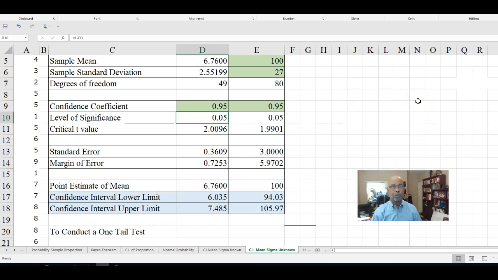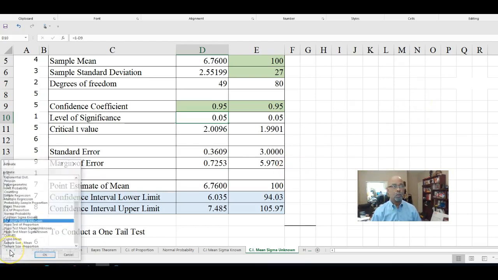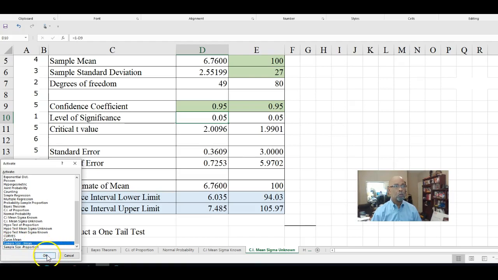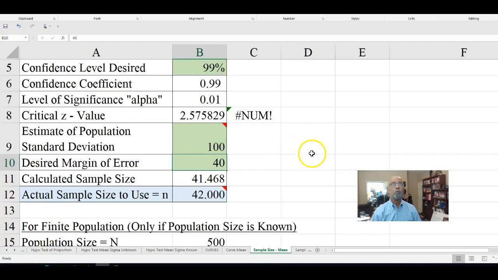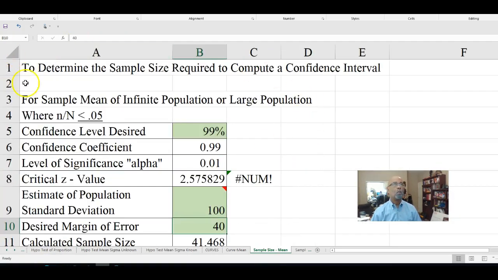Opening up our statistical toolkit, again, let's search for the sample size. We want a sample size of the mean. So we go to our sample size mean tool. And this lets us determine the sample size required to compute a confidence interval.